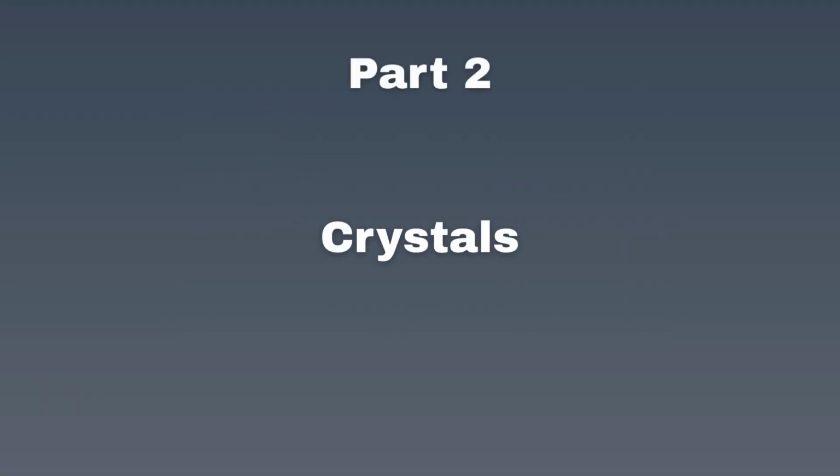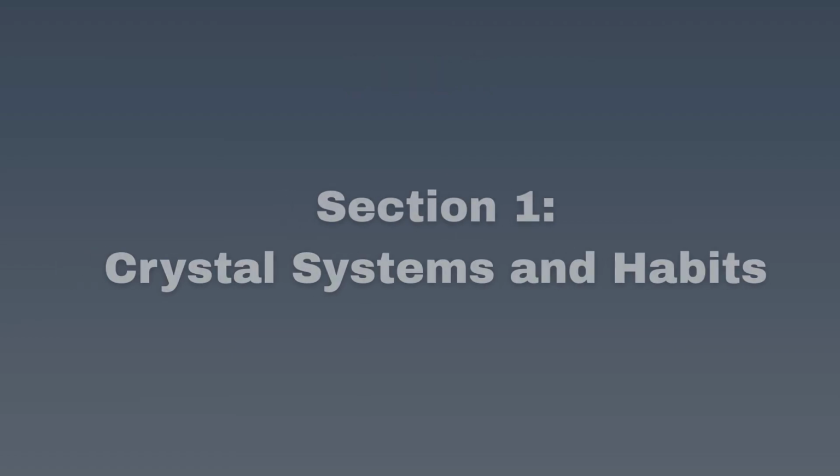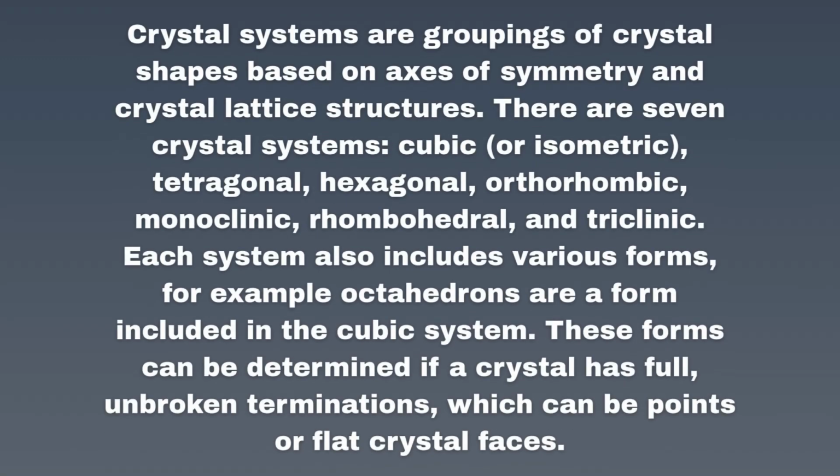And now on to part 2, crystals. Section 1, crystal systems and habits. Crystal systems are groupings of crystal shapes based on axes of symmetry and crystal lattice structures. There are 7 crystal systems: cubic or isometric, tetragonal, hexagonal, orthorhombic, monoclinic, rhombohedral, and triclinic. Each system also includes various forms. For example, octahedrons are a form included in the cubic system. These forms can be determined if a crystal has full, unbroken terminations, which can be points or flat crystal faces.